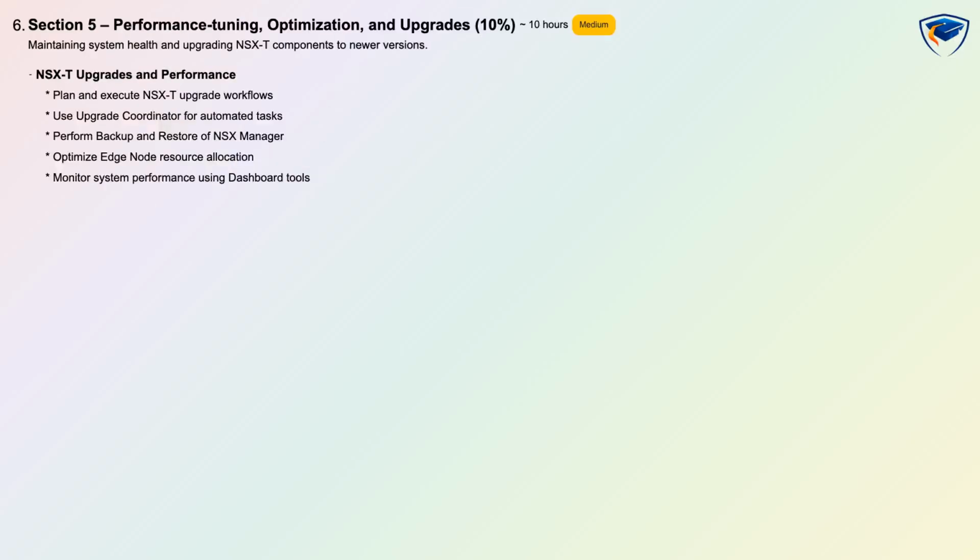Section 5 focuses on performance tuning, optimization, and upgrades and is 10% of the exam with medium difficulty and 10 hours of estimated study time. You will study how to plan and execute NSX-T upgrades using the upgrade coordinator and how to perform backups and restores of the NSX Manager. The domain teaches how to optimize edge node resource allocation, monitor system performance using dashboards and health tools, and apply tuning best practices to keep the environment stable. Hands-on experience with upgrade workflows and performance monitoring is recommended to reduce risk in production.